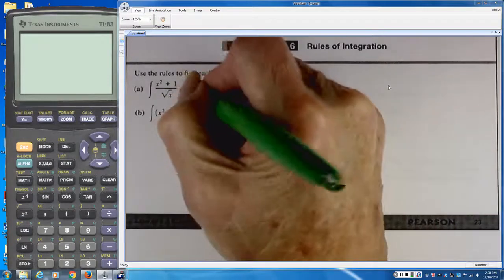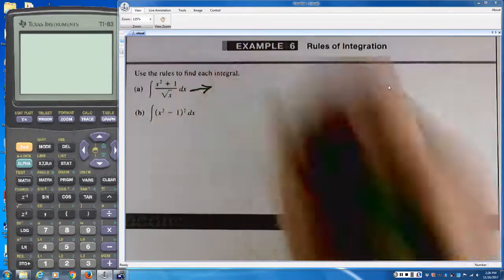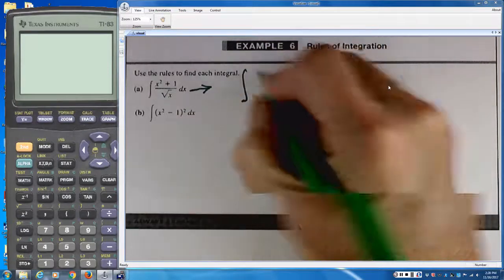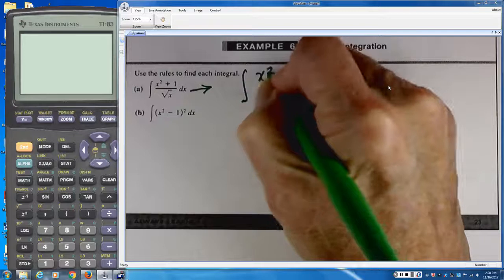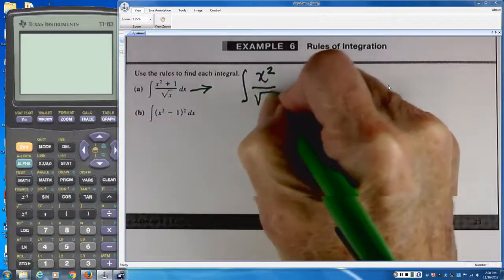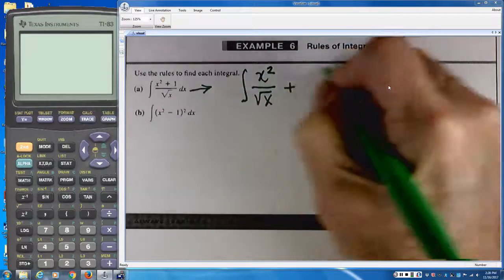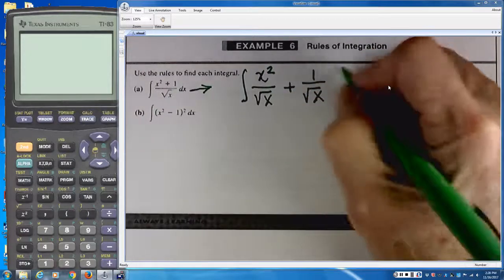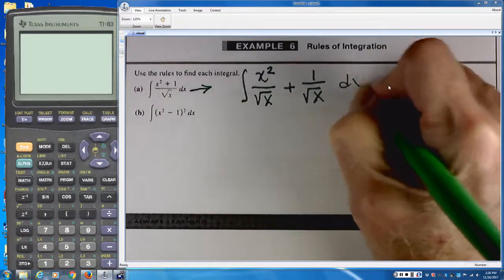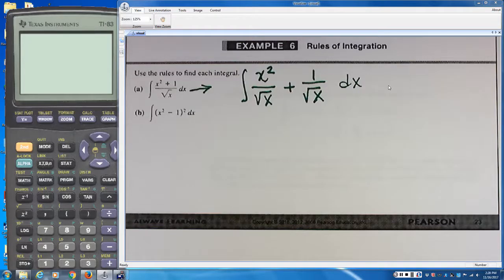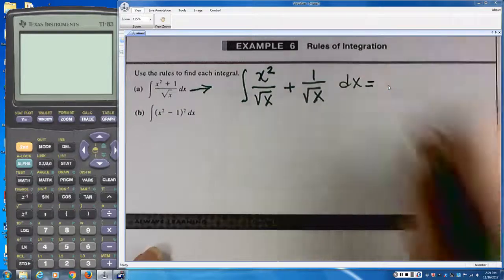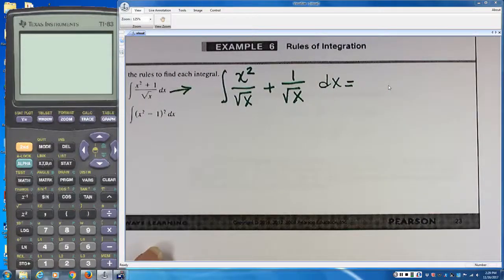So we're going to change this integral to the integral of x squared over the square root of x plus 1 over the square root of x dx. And then to make it even easier still, we're going to change the square root into a power of 1/2.